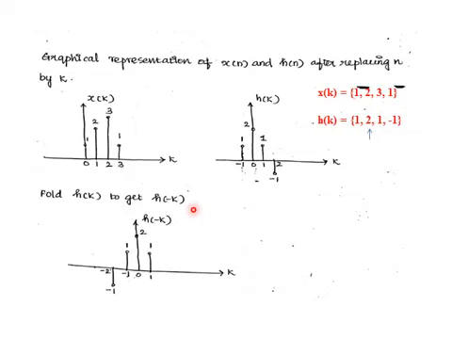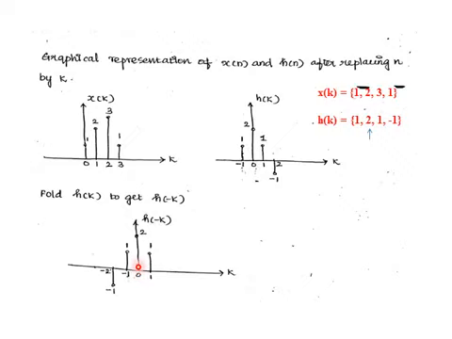The first mathematical operation that has to be performed is folding. And as per the formula, here we will be folding this h of k. And we know that folding is done by replacing k by minus k, and any signal should be folded with respect to the origin. And if we replace k by minus k, and fold the signal with respect to the origin, the value of the signal will not change. It will be the same.